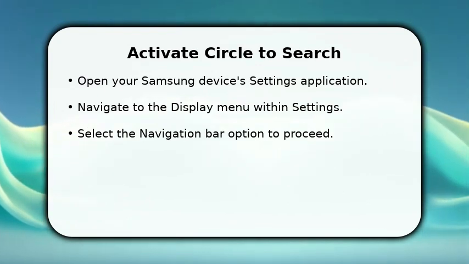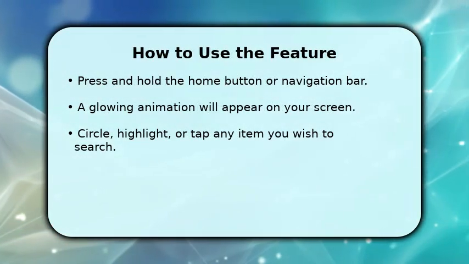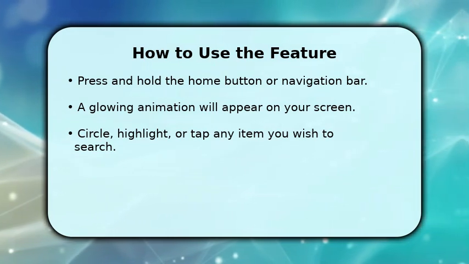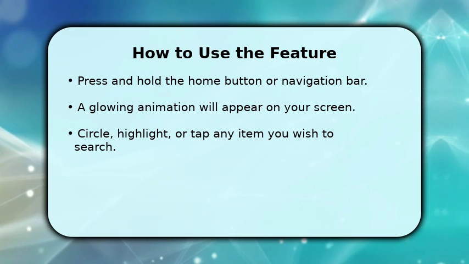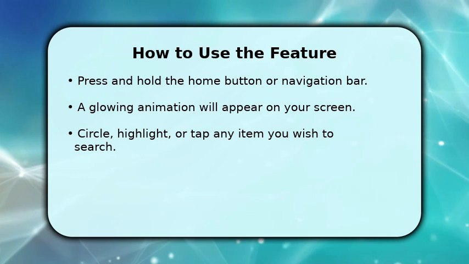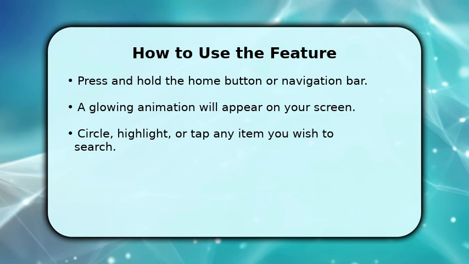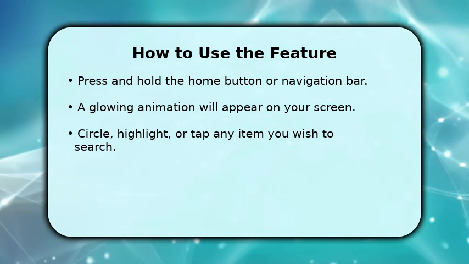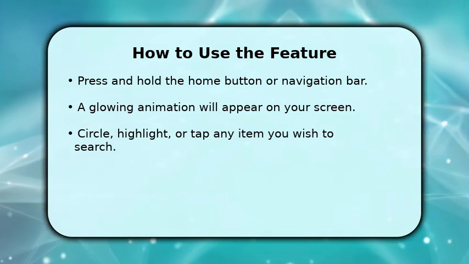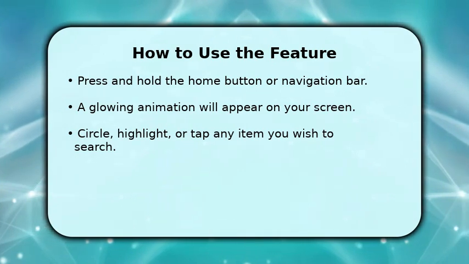It's a quick setup that takes less than 1 minute. Using Circle to search is incredibly intuitive. Once activated, simply press and hold the Home button or the navigation bar at the bottom of your screen. You will notice a glowing animation indicating the feature is active. Now, you can circle, highlight, or even tap on any image, text, or object on your screen. The search results will then pop up instantly, providing you with relevant information without leaving your current app.